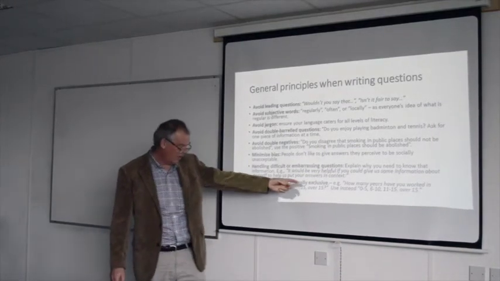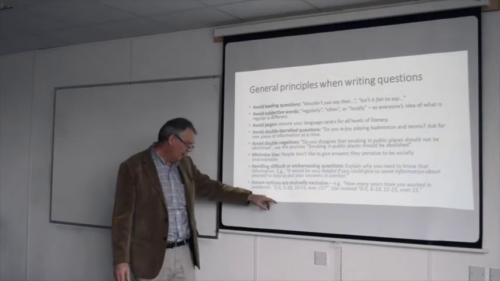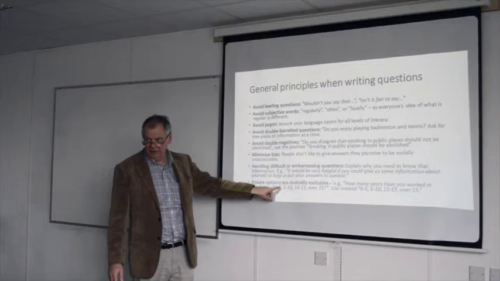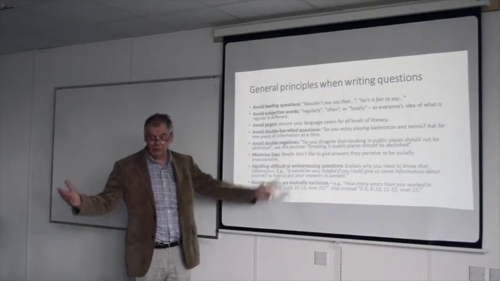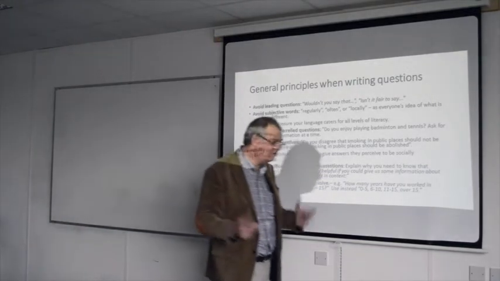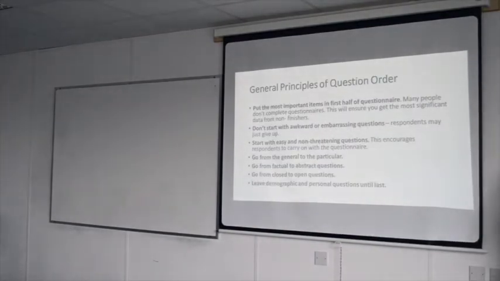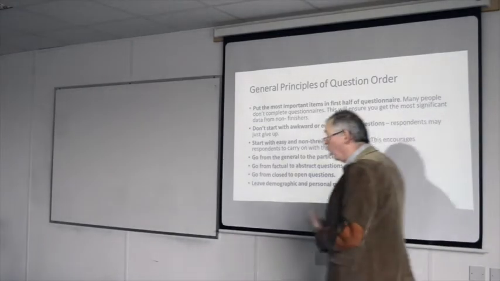There was no point in asking how many years you worked for such and such your company, and you go 0 to 5, 5 to 10, 10 to 15. When they're choosing 5 years, which one are they going to go for? They can go for either. You don't know where they are. It's so easy to do obvious mistakes like that. Avoid them. General principles of ordering your questions.